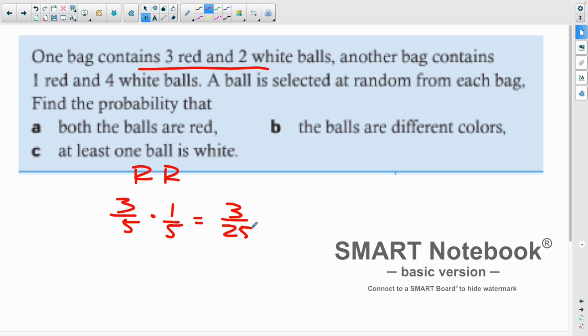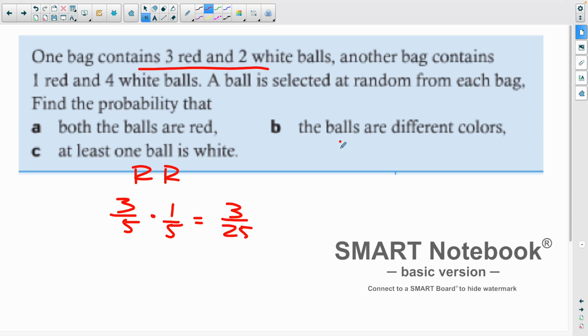Okay? Going to question B. What's the probability that the balls are different colors? What would that look like? What would my result look like if I drew? Red and white. Red and white. I could draw red out of this one, I could draw white out of this one. Is that the only way? I could draw white and red, correct? So there's actually 2 events here that would work.